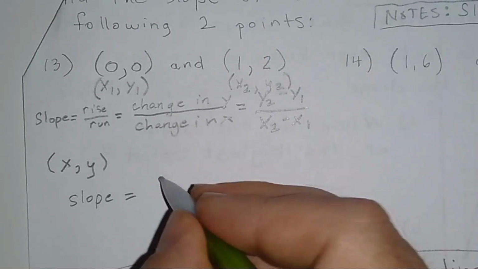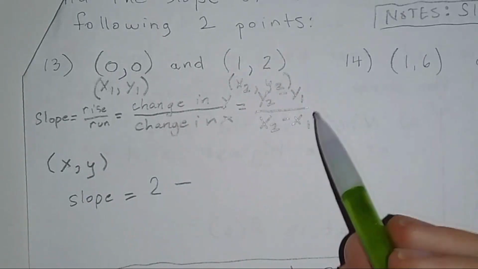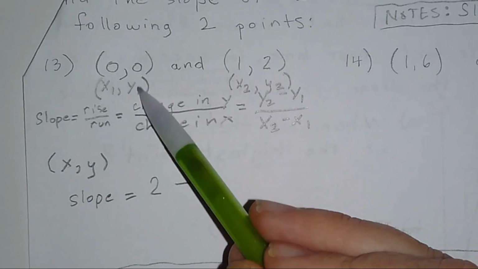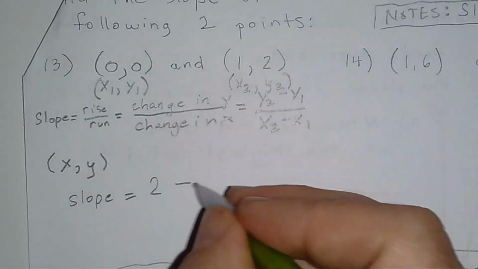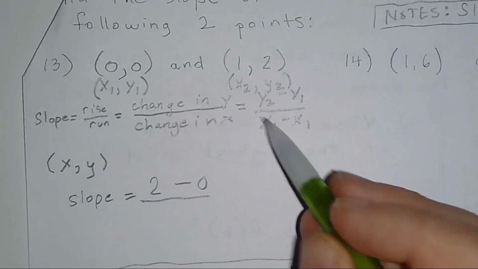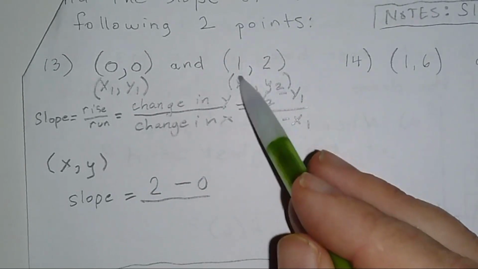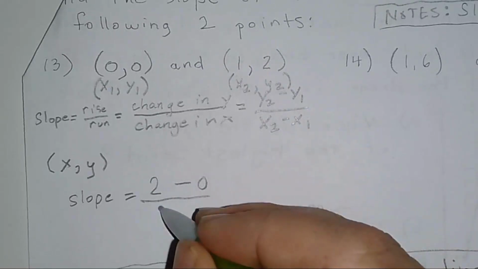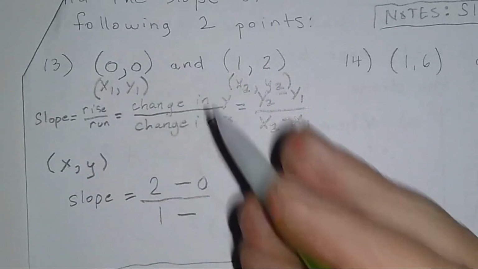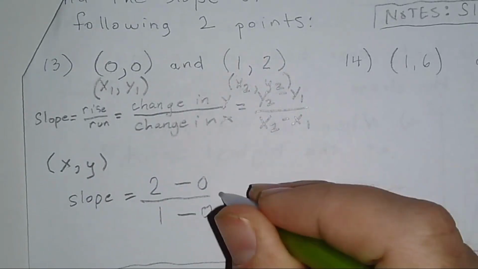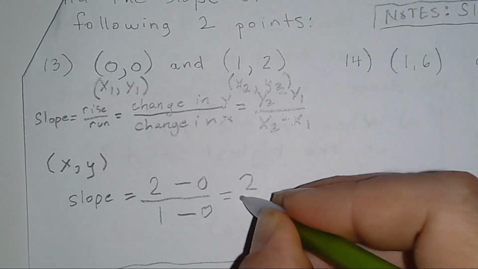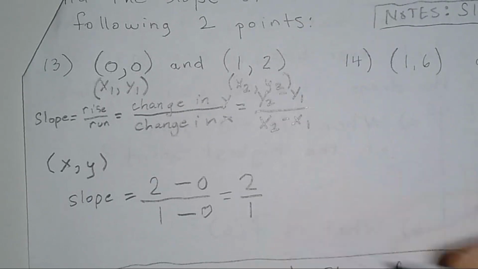So that's 2. Minus y1, so I go to the other first point and look for the y value, which I also labeled y1 here, which is 0. Divided by x2, which is the first number in the second point, x2, 1, minus x1, which is the first number there. So now I have 2 minus 0, which is 2, over 1 minus 0, which is 1.